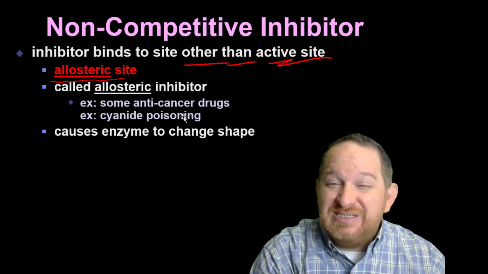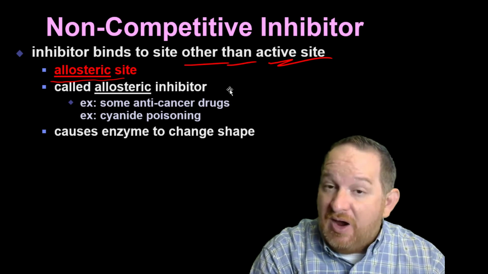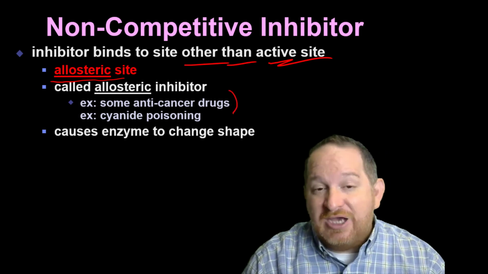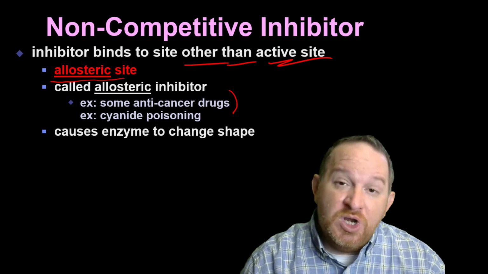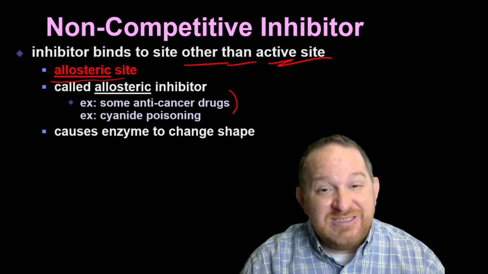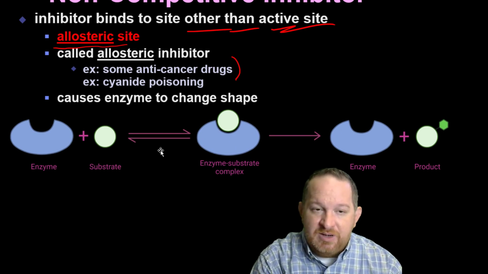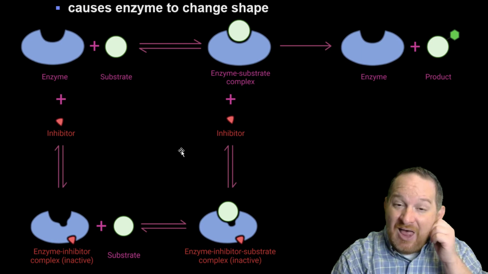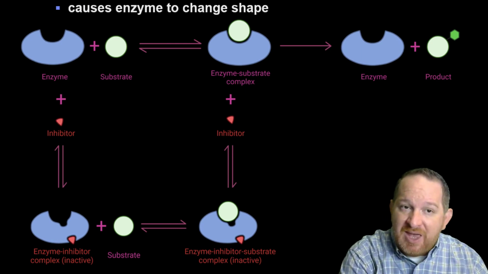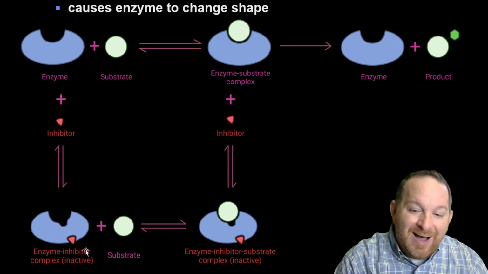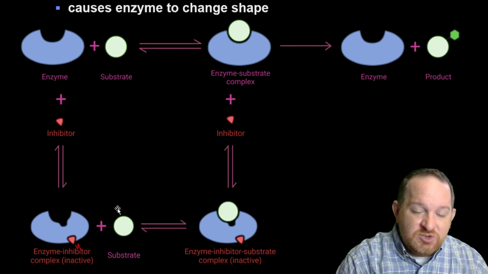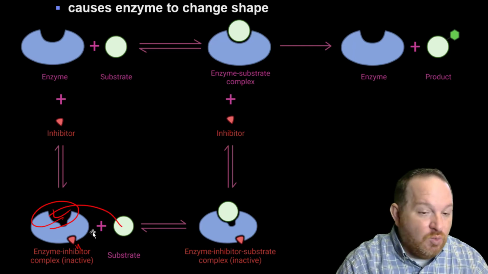A lot of poisons, toxins, and some of our new anti-cancer drugs actually are allosteric inhibitors or non-competitive inhibitors. It causes the enzyme to change its shape. So once again, here's the normal thing happening, right? An allosteric inhibitor or a non-competitive inhibitor will bind either before the substrate has bound or after, and it changes the shape so that the substrate doesn't fit or work anymore.